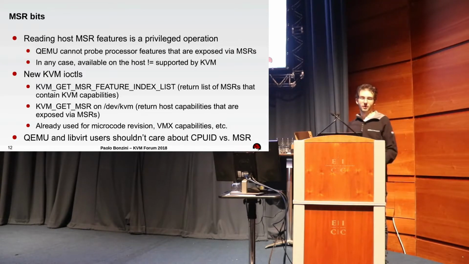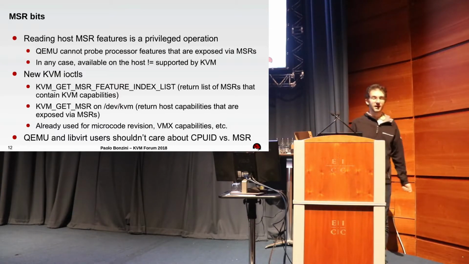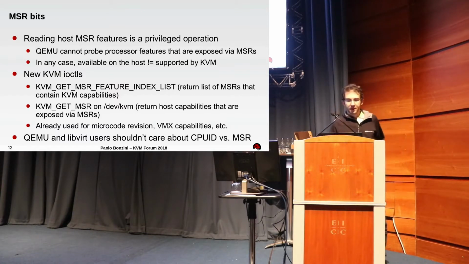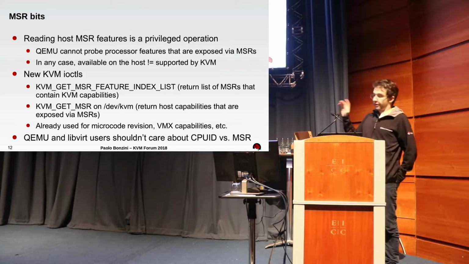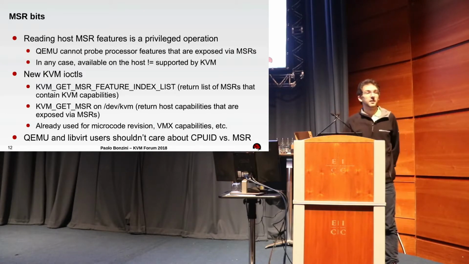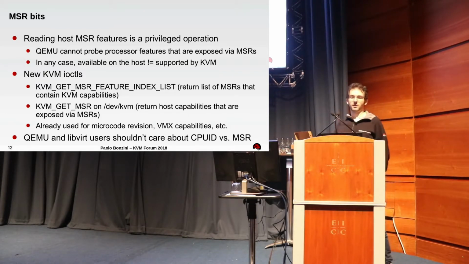For example, QEMU can decide to pass through the microcode revision if it wishes. QEMU can use it to understand what VMX capabilities are available, and so on. They are not yet implemented in QEMU and libvirt. Patches are on the list for QEMU. And the idea is that when all the work is done, QEMU and libvirt users shouldn't care if a feature bit comes from CPUID or from MSR. Almost.